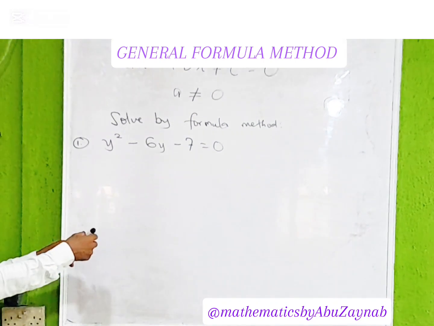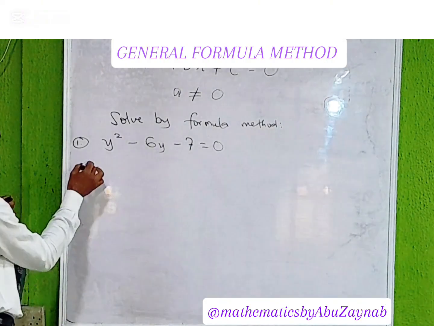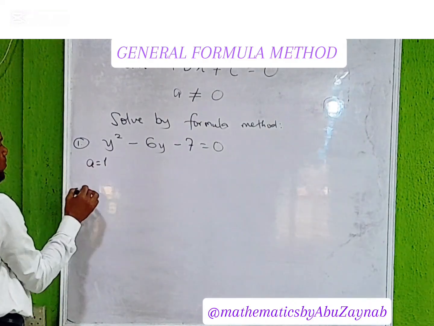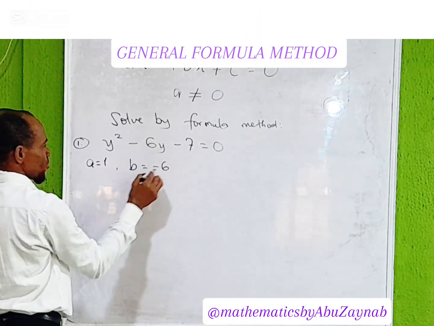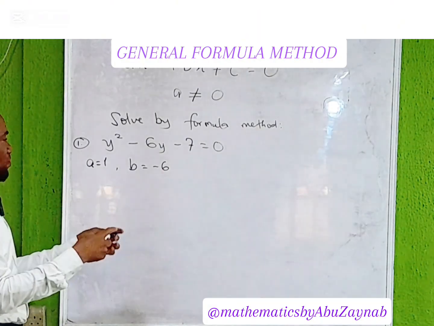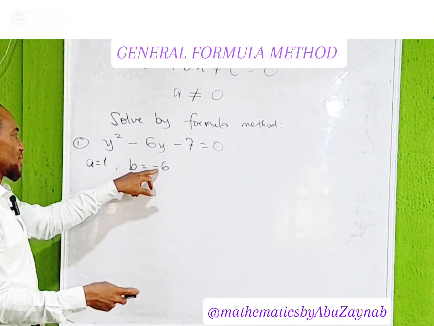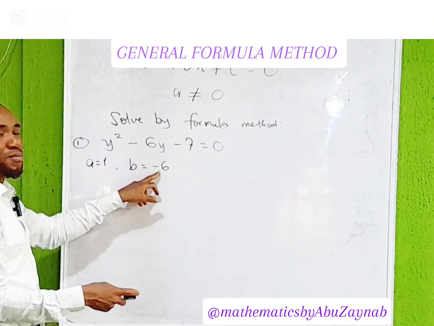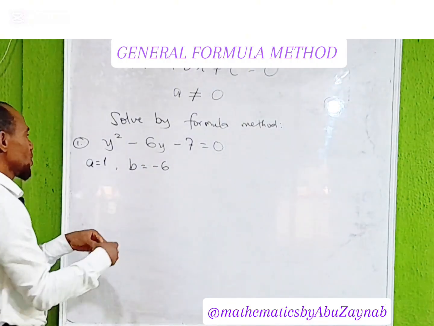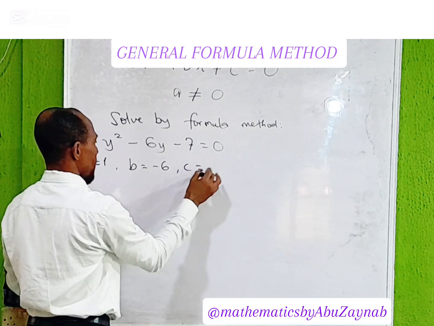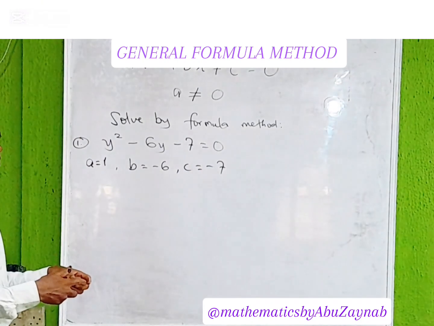So the very first thing you do in this formula method is to identify your letters A, B, and C. A here is 1, because that's the coefficient of y squared. B is minus 6. A very common mistake students make a lot is to always ignore this minus. The sign here must please be included. If it's plus, plus. If it's minus, please don't forget to put the minus. And C is also minus 7. Once you've gotten these three, then you are good to go.